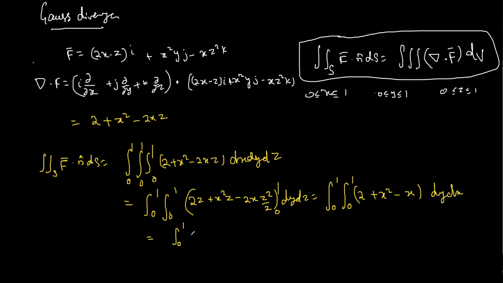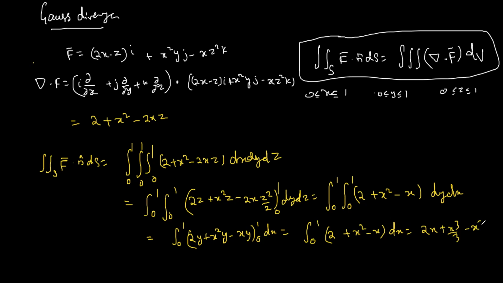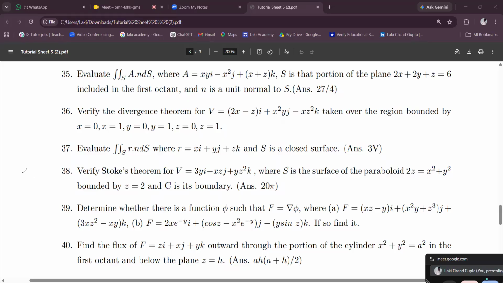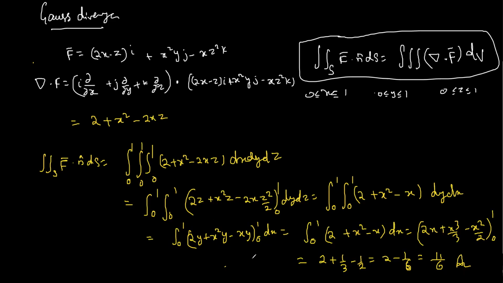Now integrate with respect to y. Two x plus x cube by 3. 11 by 6 is the answer. Yes, 11 by 6. Divergence theorem is very simple.